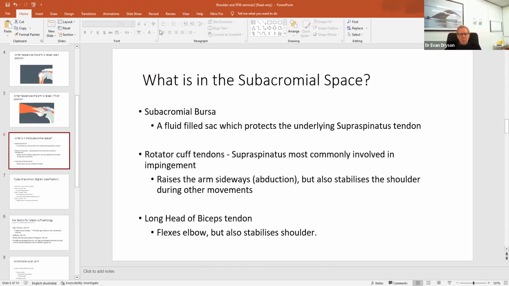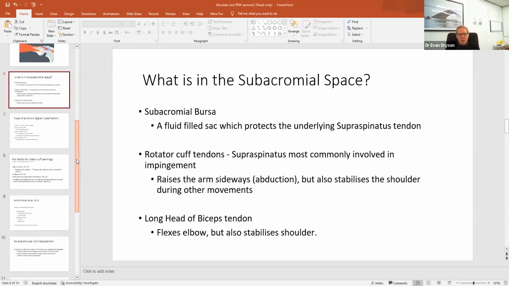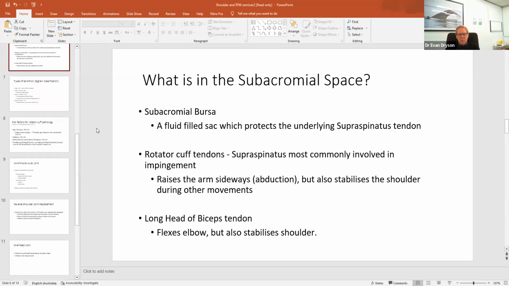So, what is in the subacromial space? Well, there's a bursa. It's called the subacromial subdeltoid bursa. It protects the underlying tendons. It's like a balloon, a cushion, which is to make sure that the acromion is not rubbing on the tendons as you move your arm.